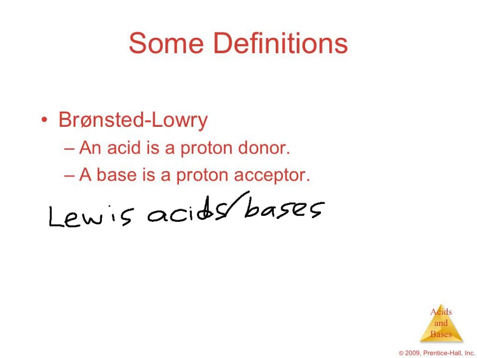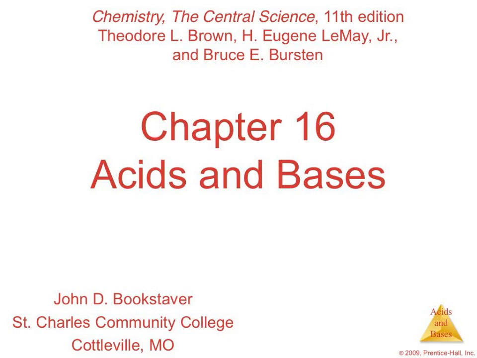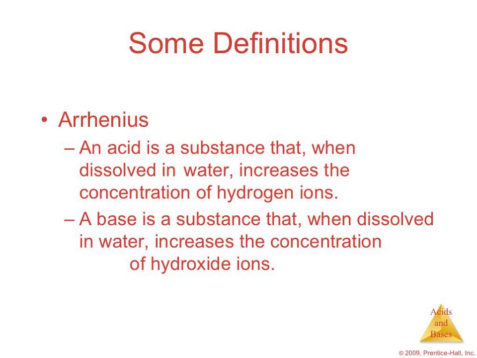So Lewis acids and bases is the most general, and I'll cover that after we talk about Bronsted-Lowry. So let's go back and start with the most specific, the most limited definition. And this was also the first one for acids and bases. So Arrhenius said, an acid is a substance that, when you dissolve it in water, increases the concentration of hydrogen ions. A good, easy example of an Arrhenius acid would be HCl.